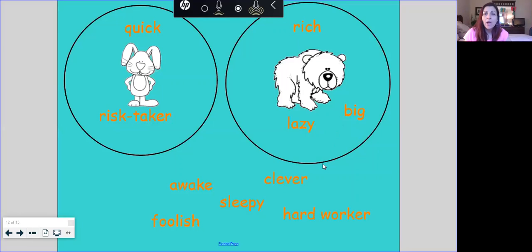All right, let's see. Which one of these was awake? Which character was always awake in this story? Certainly not that lazy bear. Hare was always awake, thinking of a new idea and a deal. All right, let's try this word. Oh, if Hare was awake, which character was always sleepy? Bear. Sleepy. All right, we've got three more words here. I've got the word foolish, hard worker, and clever.